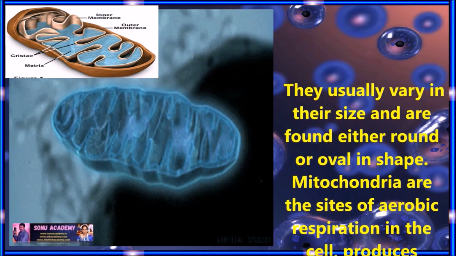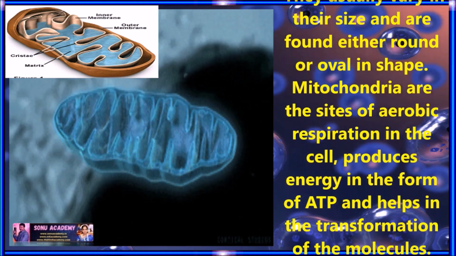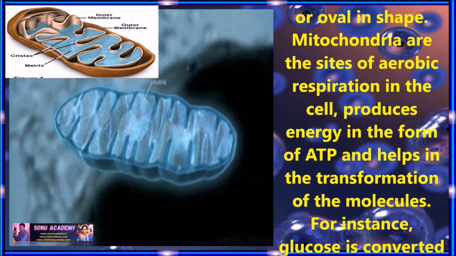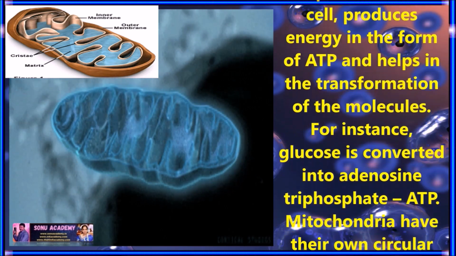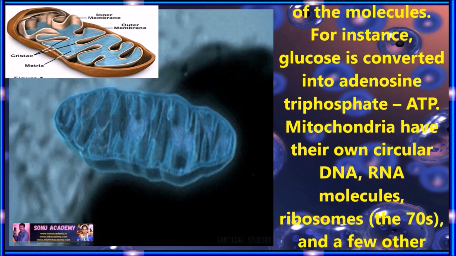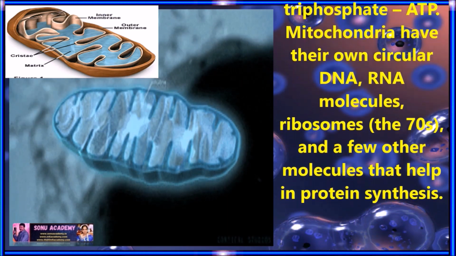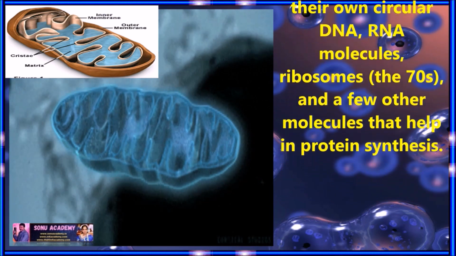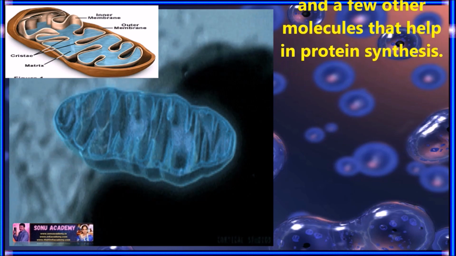Mitochondria are the sites of aerobic respiration in the cells, producing energy in the form of ATP and helping in the transformation of molecules. For instance, glucose is converted into adenosine triphosphate, ATP. Mitochondria have their own circular DNA, RNA molecules, 70S ribosomes, and a few other molecules that help in protein synthesis.